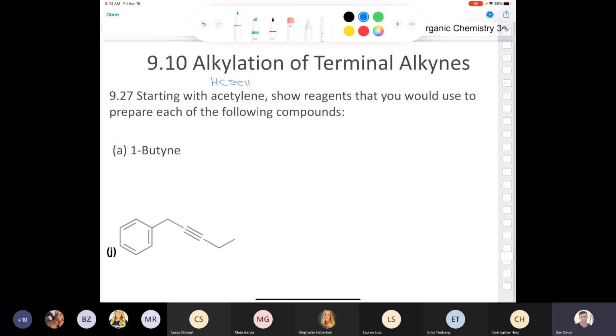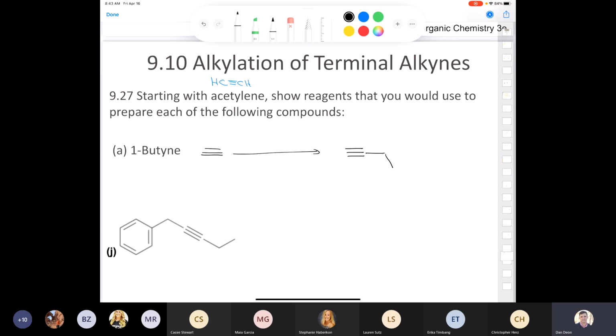Where do they sell acetylene? Probably from a chemical supplier. But anyhow, let's say we had some acetylene and we wanted to make 1-butyne. Okay, we want to make 1-butyne. So let's draw the structure of acetylene. That is our starting material. And somehow we want to make 1-butyne.